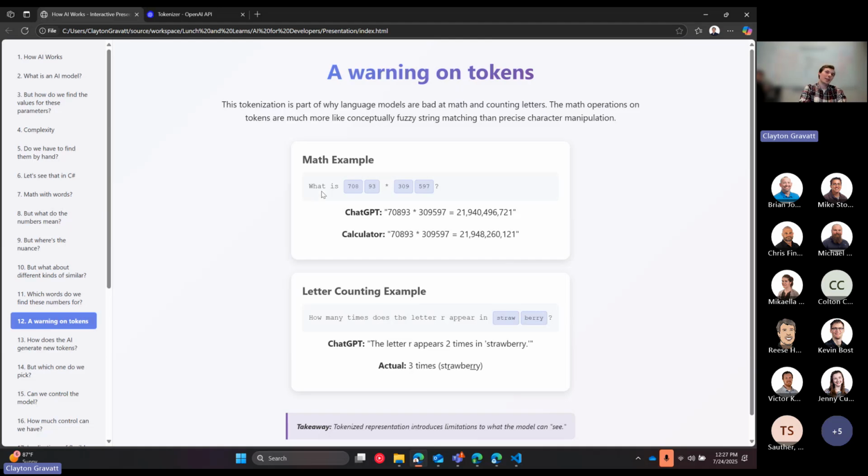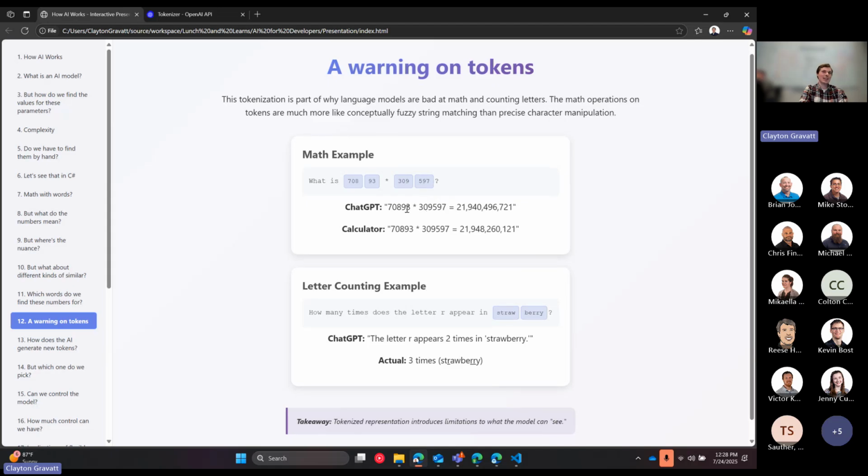But if you ask it a question like, what is 70,893 times 309,597? So what's that? You need commas. I do need commas, but I didn't want to add commas because then I'd have to figure out where commas go up here. When we ask AI to do this problem, we put this into ChatGPT and it breaks it down into tokens. It doesn't see this as 70,893. It sees this as, let's say, the token 708, followed by a 93, followed by a times, followed by, instead of 309,597, 309 and then 597.